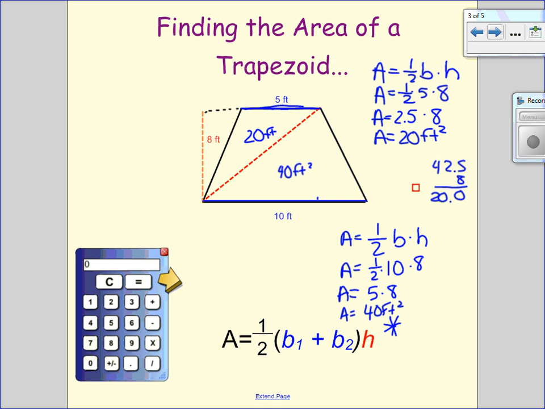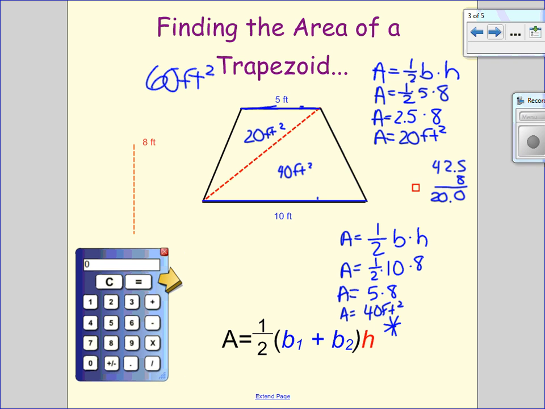Okay, so let me move this out of the way and this out of the way, and we'll erase our little extension here. Okay. So if I added these two areas up, the two triangles, 40 plus 20, I would get 60 square feet. But that's a lot of work.